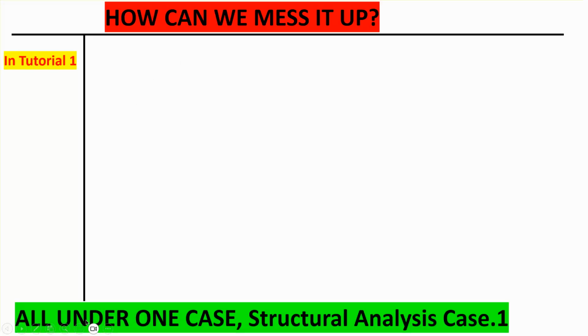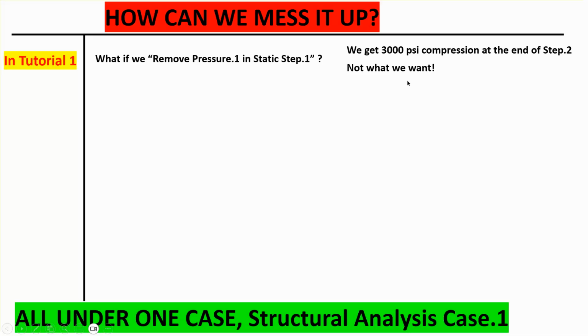First of all, before I tell you how I can mess this tutorial 1 up, I have a single structural analysis case. I'll talk about that later. Now, what if we remove the pressure from, for example, the first step? We can do that. And when you do that, at the end of step two, when you apply that zero translation, you will get compression of 3000 psi. And obviously, this is wrong.